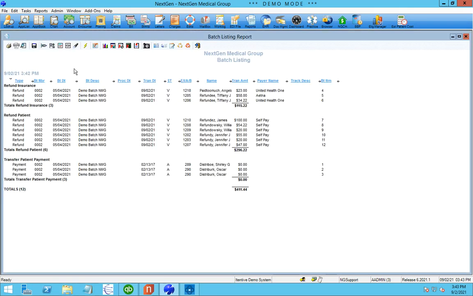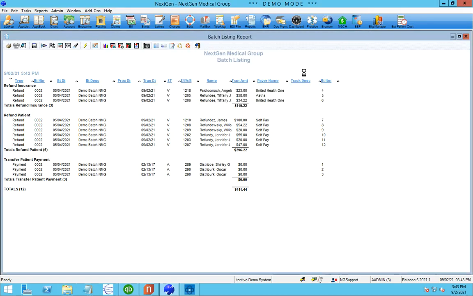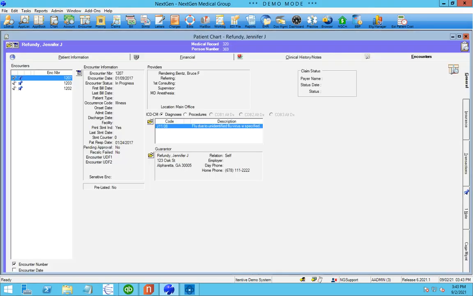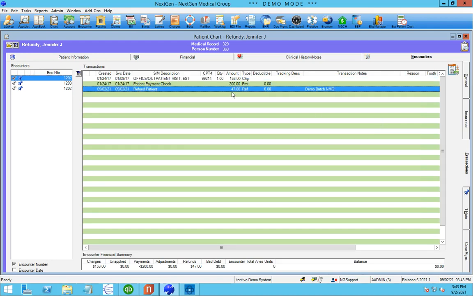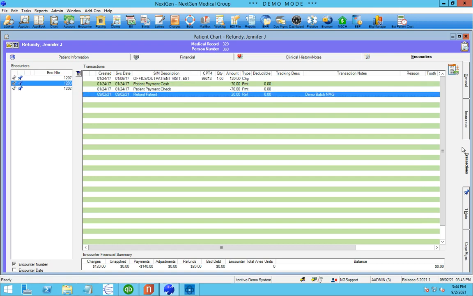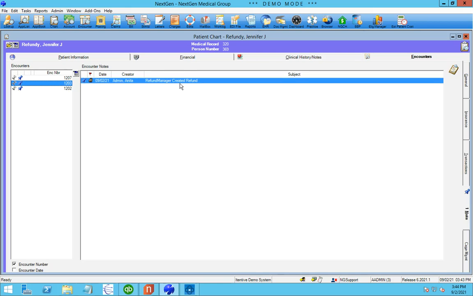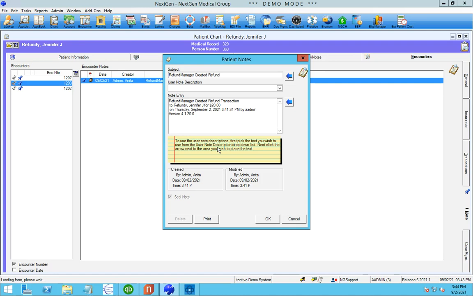Let's get back to our refunds. We're going to take a refund and follow it through the rest of the process. I'm going to start with our friend Jennifer that we looked at originally and pull up her chart. We can see here's a refund payment, and it was put into our batch, and we have these other refunds that were put in there, and as promised, we also had our encounter notes that were created.